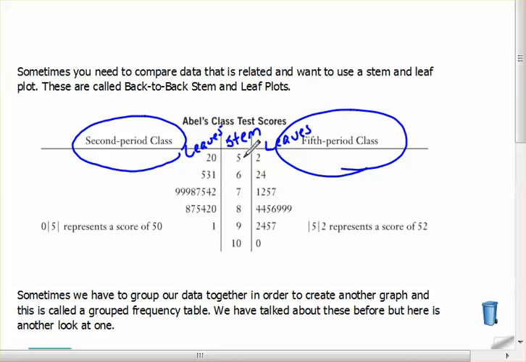So for instance, we would say that in the fifth period of Abel's class, there's a 52. In the second period of this person's class, there's a 50 and also a 52. Do you see how that's read? Okay. So that is a back-to-back stem and leaf plot.